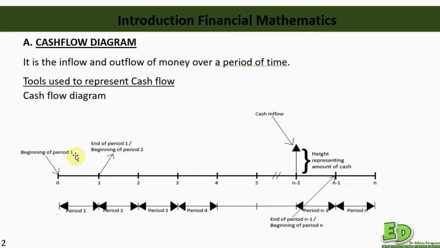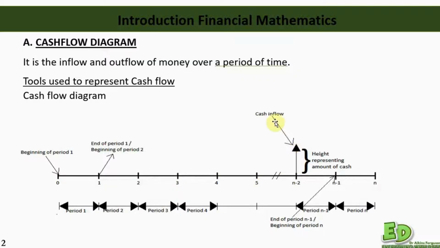At the beginning of period 1. Year 1 itself is the end of year 1, but the beginning of year 2. I'll take it again. Period 0 is the beginning of period 1. Year 1 here is the end of year 1. Again, year 1 here is the beginning of year 2. Year 2 itself is the end of year 2. Again, year 2 is the beginning of year 3. Year 3 itself is the end of year 3. That is how we interpret the cash flow there.